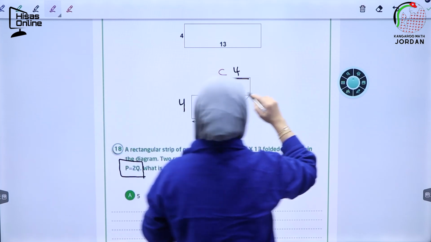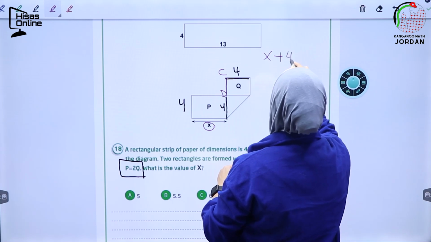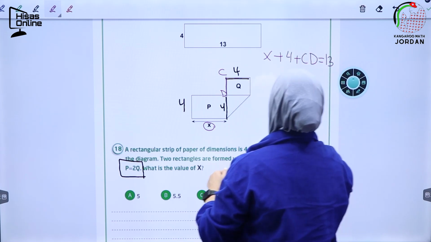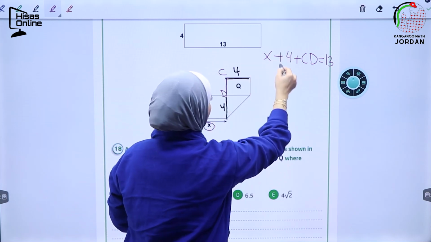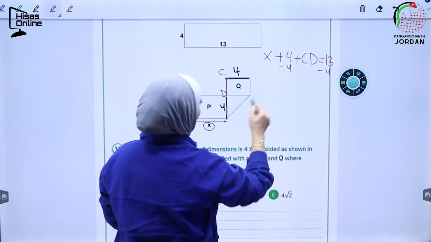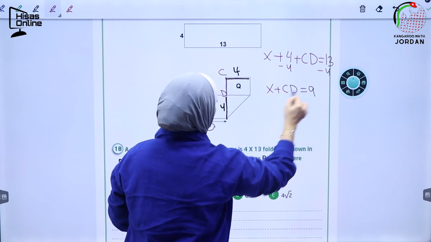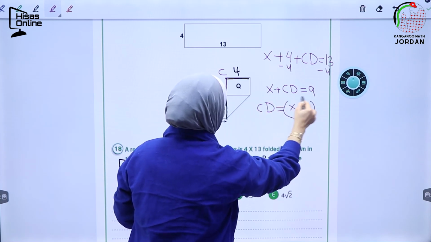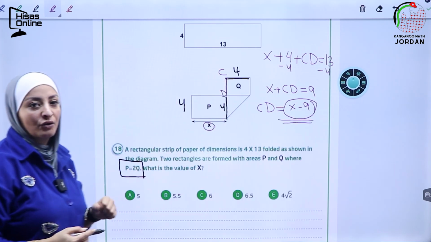Okay, so let's write this equation here. It's x plus 4 plus this part, CD, equals 13. That's really good. Let's write the CD part in terms of x. Let's subtract 4 from both sides. So we have x plus CD equals 9, so CD equals 9 minus x. Okay, I will use this to substitute in the other equation.